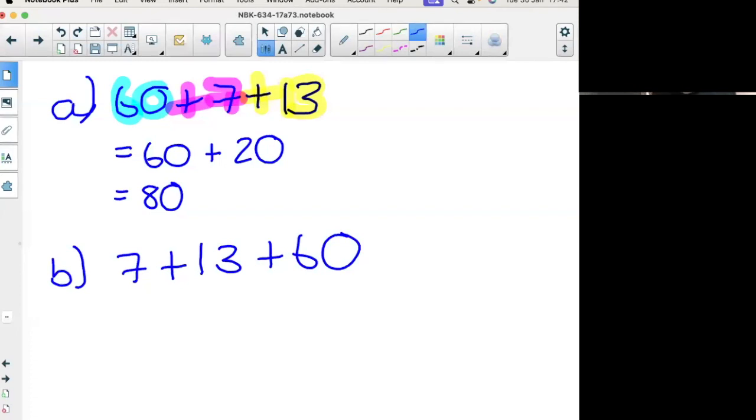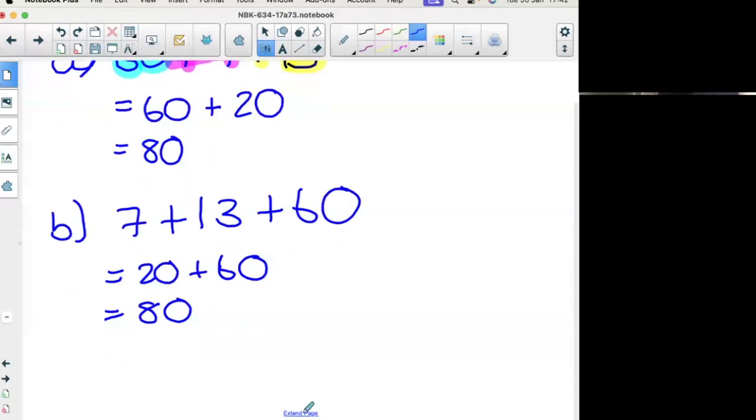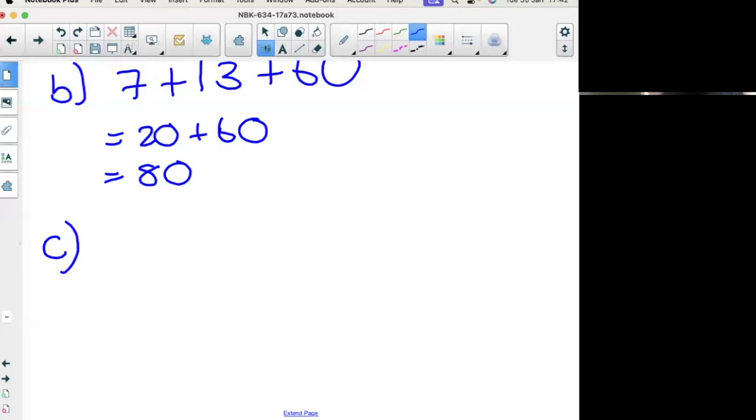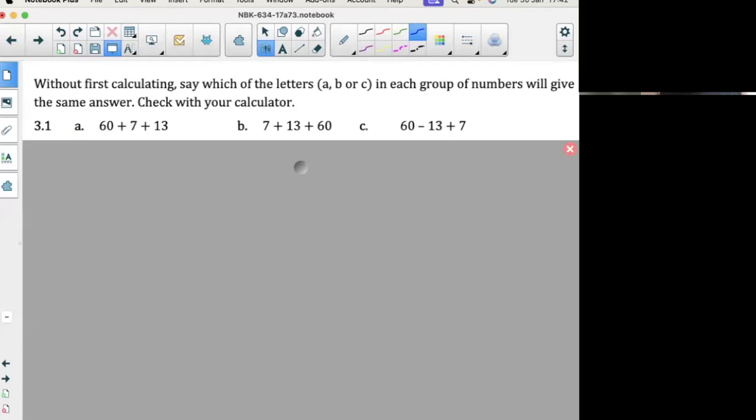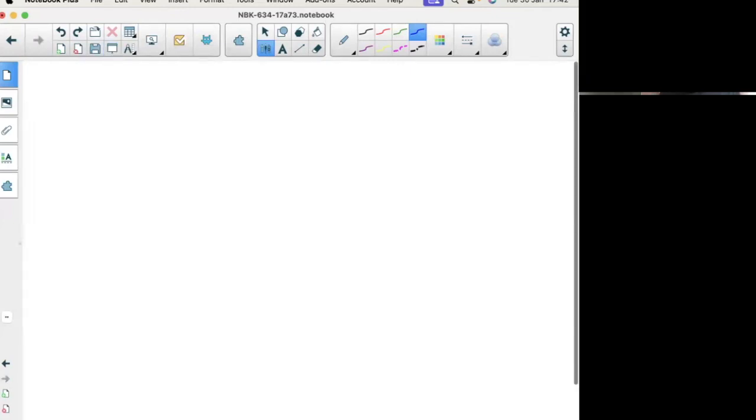Okay. So again, I can say 7 plus 13. That gives me 20, plus 60, and I get 80. All right. Now, let's have a look at C. So for C, it was 60 minus 13 plus 7. Now I need to be a little bit careful.